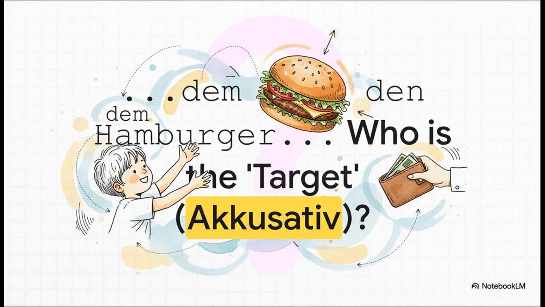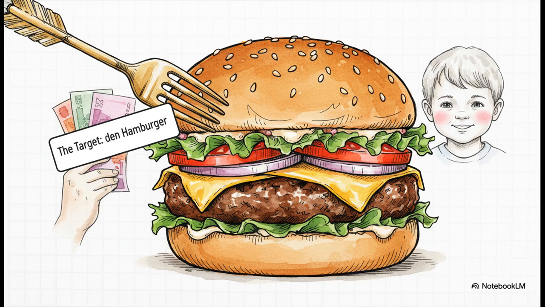Now, we have two objects in there. Which one is the target, the thing that's being directly acted upon? You got it. It's den Hamburger. You are buying what? The hamburger. That's the direct object, so it's in the Akkusativ. And since Hamburger is a masculine noun, its article changes from der to den. Perfect. Dem Kind is the dative recipient.